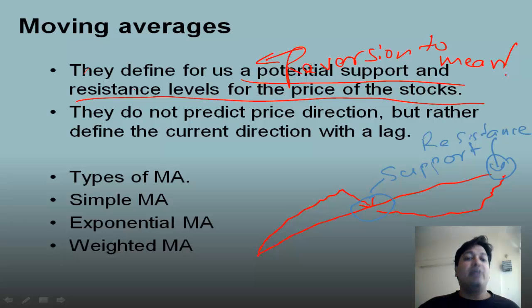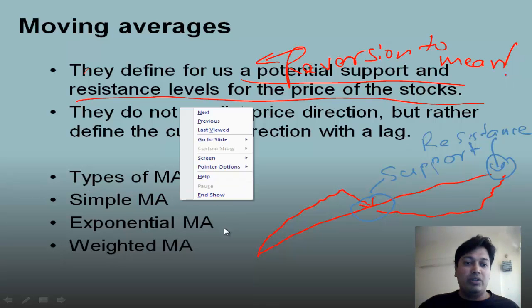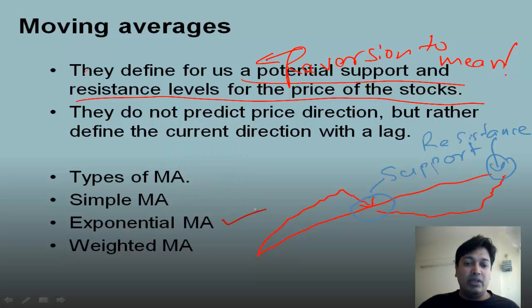Now there are different types of moving averages. There are actually multiple types, but we are going to be talking about three of them. One is called simple moving average, second is called exponential moving average, and third is called weighted moving average. Very often people use simple moving averages and exponential moving averages. They are the most widely used ones. Sometimes people do use weighted moving average, but exponential moving average just about does the same job.